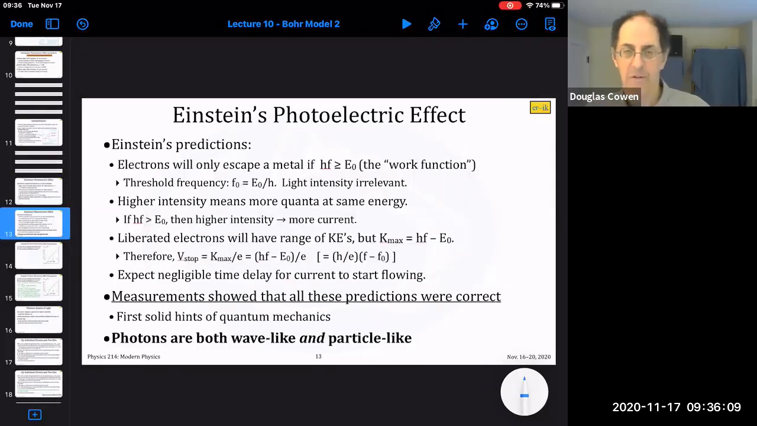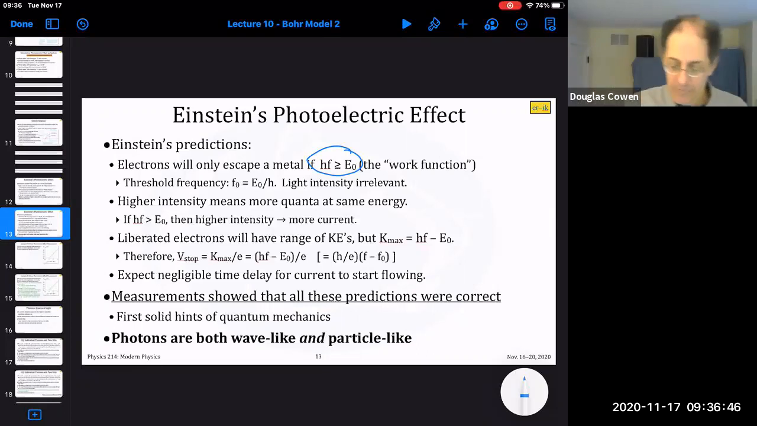And based on those postulates, he came up with the following predictions, which turned out to all be correct. So the first prediction was electrons will only escape a metal if the light that's shining on the metal has sufficient energy to overcome what's called the work function, which is like the binding energy of the electron to that metal. So that's expressed mathematically with this expression here, hf, the energy of the quantum of light, is greater than or equal to the work function, E zero. And this immediately tells you there's going to be a threshold frequency, namely, if the frequency is greater than or equal to the work function divided by h, then electrons will escape.